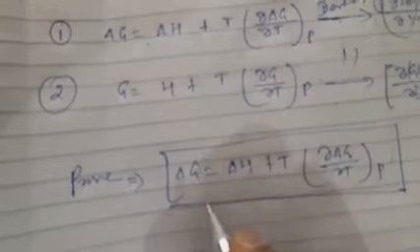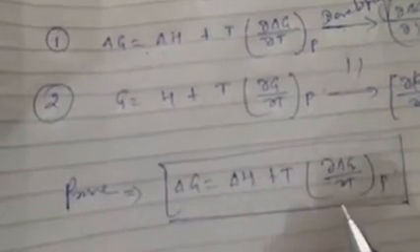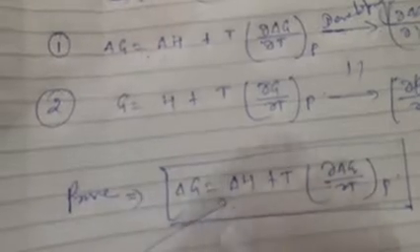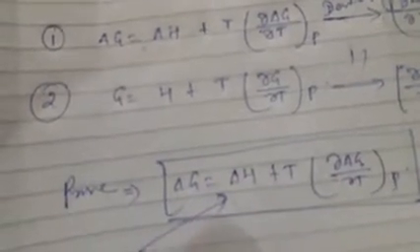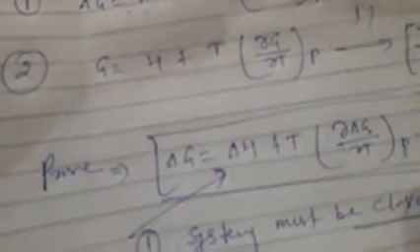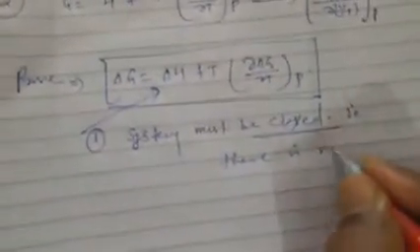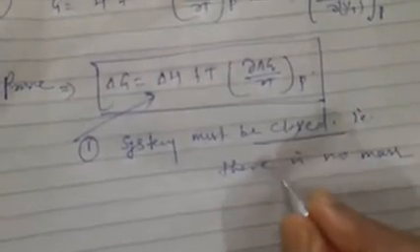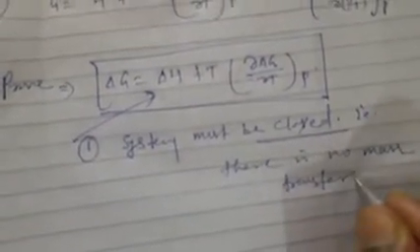The conditions on which this equation works are, first, the system must be closed. System must be closed. That is, there is no mass transfer from system.